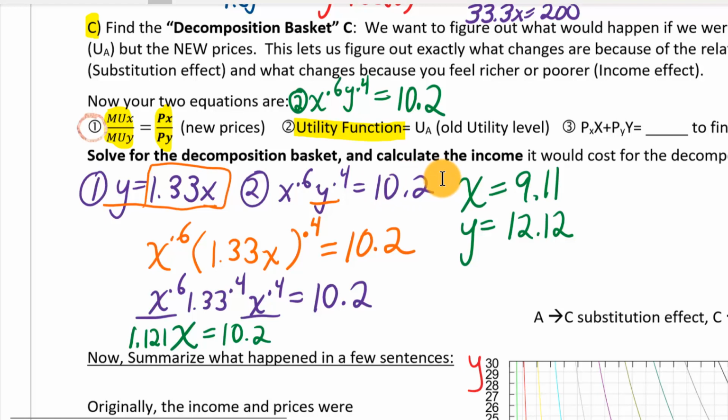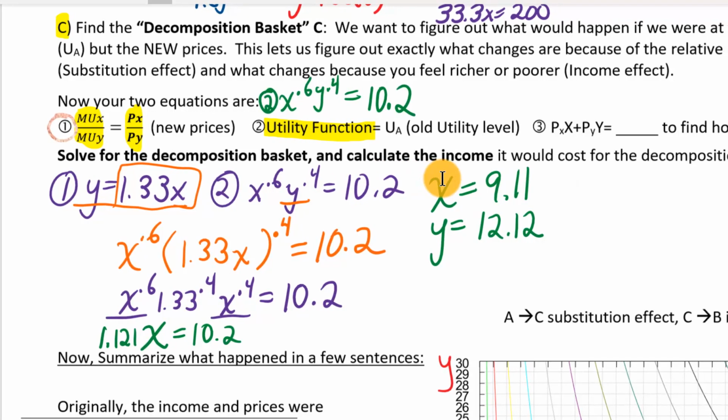But here's where we want to bring in that budget line idea again. We don't know the budget, but we want to use that idea to figure out the budget. So x's are $20, so $20 times x, x is 9.11, plus $10 for each y, and this says we're going to buy 12.12 y's, equals how much?